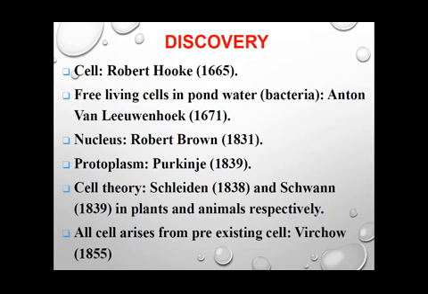So let us see what are the important discoveries of biology, or the discoveries which are related to the cell. First of all, in 1665 Robert Hooke discovered the cell. Then Anton van Leeuwenhoek found bacteria. He found free living cells in pond water and they were termed bacteria. Then the nucleus was discovered by Robert Brown. Purkinje discovered protoplasm. The cell theory was given by Schleiden and Schwann in plants and animals separately, and Rudolf Virchow told that all the cells arise from pre-existing cells. None of the cells is new, they all arise from the earlier cells.